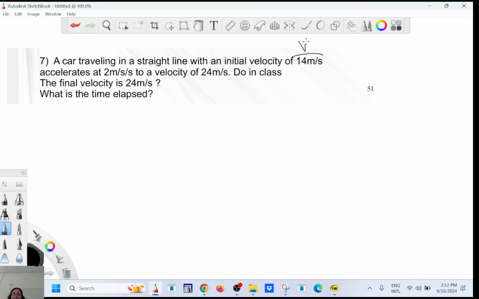So initial velocity v sub 0. That's going to be the acceleration. That will be the final velocity. And the time elapsed. So sometimes with this one, students try to use the first equation or the last equation, but in between you have another equation.